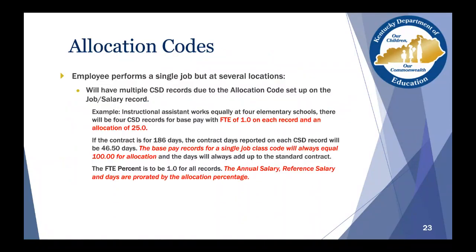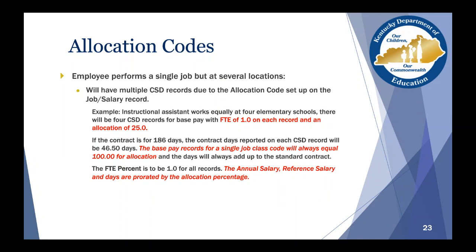So we're going to start out with allocation codes. Allocation seems to be the area where we have the most problems, the most error messages, the most questions, and it can read really simple. We're going to go over this. I actually have a grid that you can look at that will hopefully be a good tool for you to use during this process. But we'll start out with an employee who performs a single job but at several locations.